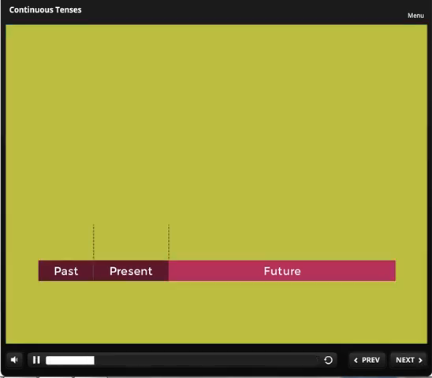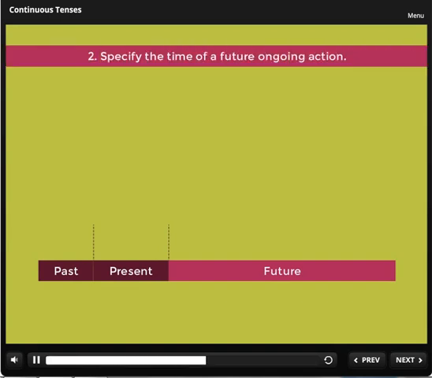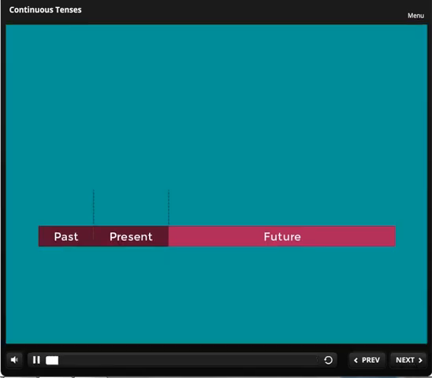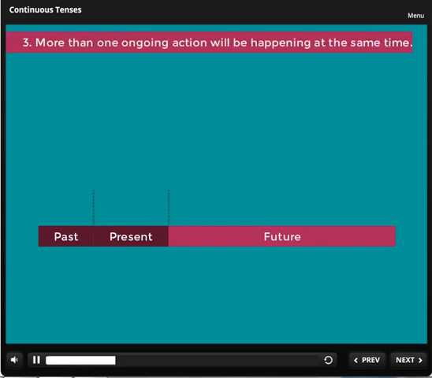We can also use the future continuous tense to specify the time of a future ongoing action. Last, we use future continuous tense when we are talking about multiple actions that will be happening at the same time in the future.